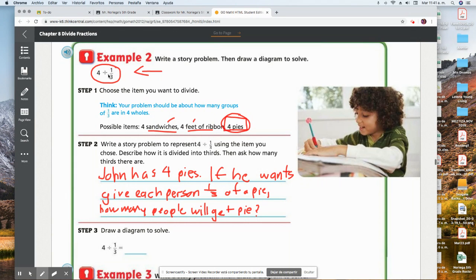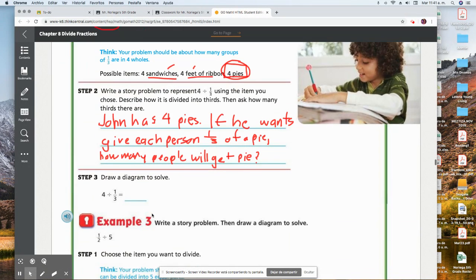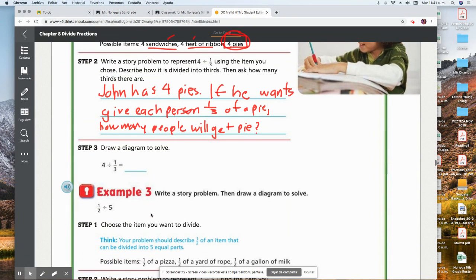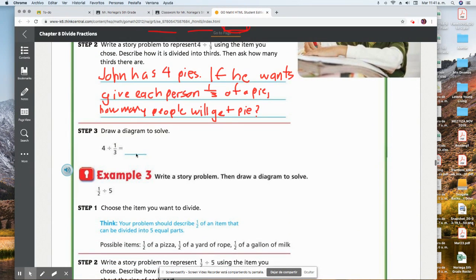This one right here. Okay, step number 3, draw a diagram to solve. In this case, we're not going to use a related multiplication sentence. We're going to draw a diagram. Again, the dividend will tell you how many pies I need to draw. In this case, I have 4, so I draw 4 pies.